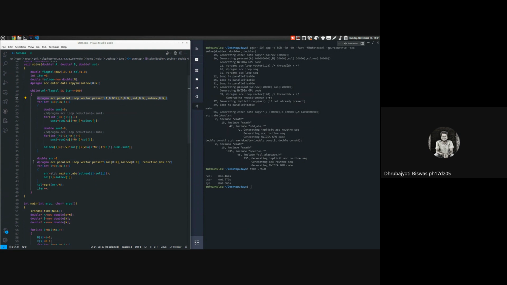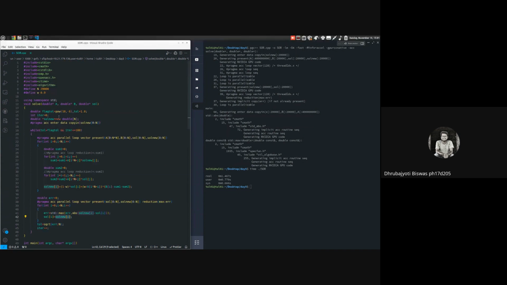Then you have to calculate the error. Error is just the maximum of all the individual errors, and you have to copy the new solution back to the old solution, so that for this iteration loop, the new solution becomes the old solution. So you can use it like that.